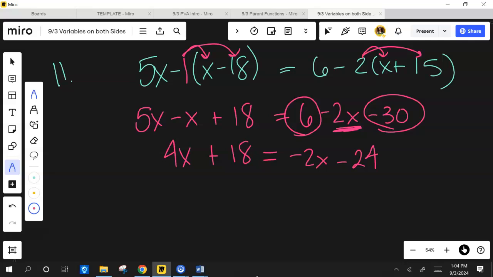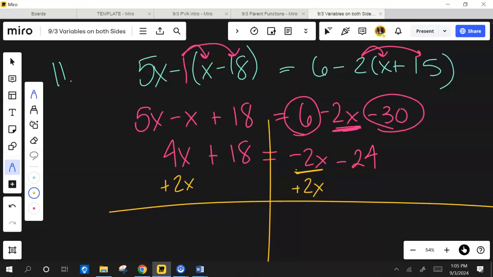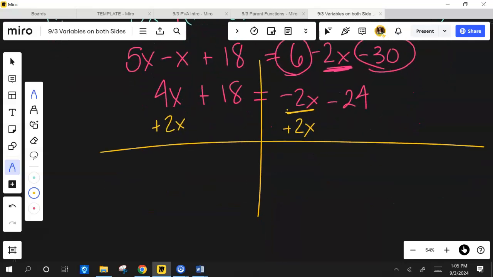Are we ready to get everything on the same side? Almost, right? Trevor says we're not quite there yet. Why are we not quite there yet? We've still got 2 x's in it. I can only have 1 x before I solve, right? So I need to get them together. Why are you choosing negative 2x? It's the smallest. So to move this one, what do I need to do? Add 2x, right? Positive 2x. If I do it here, I got to do it here. Put it under the other x so you remember what goes with what.